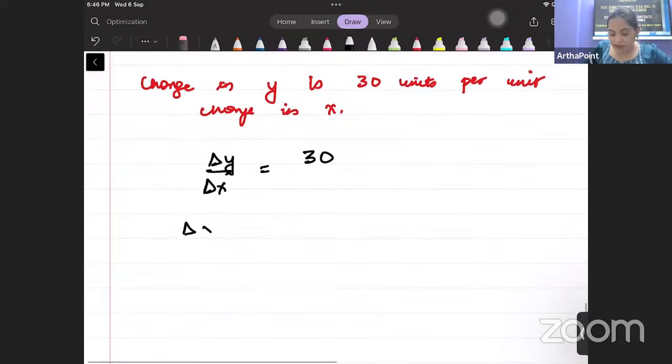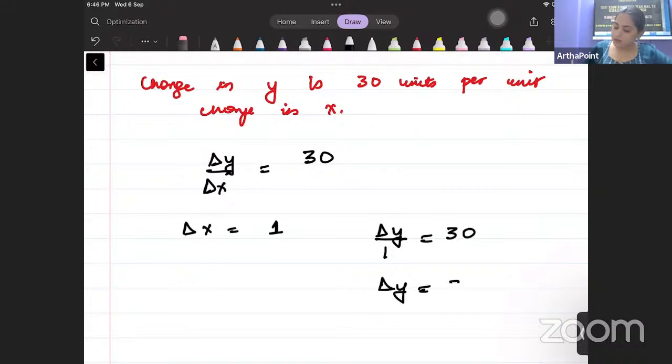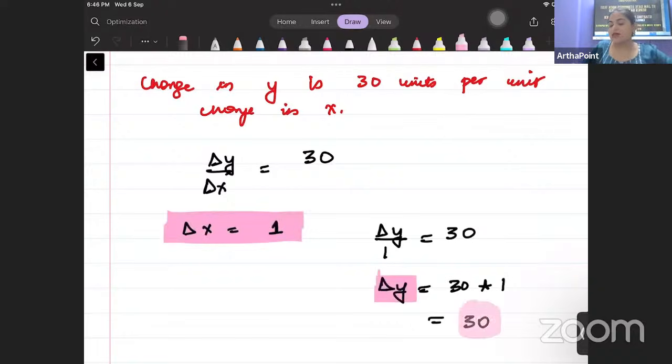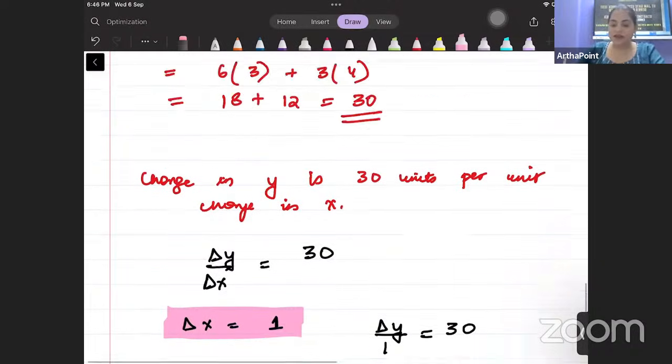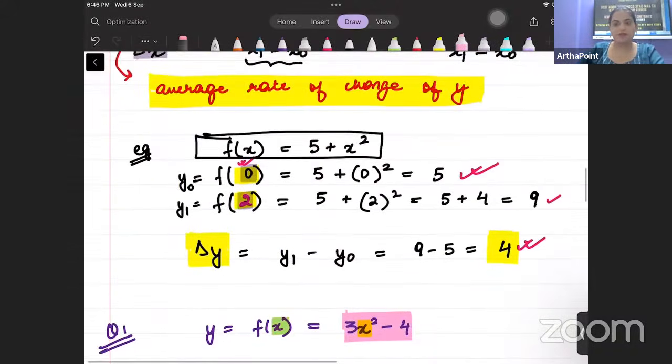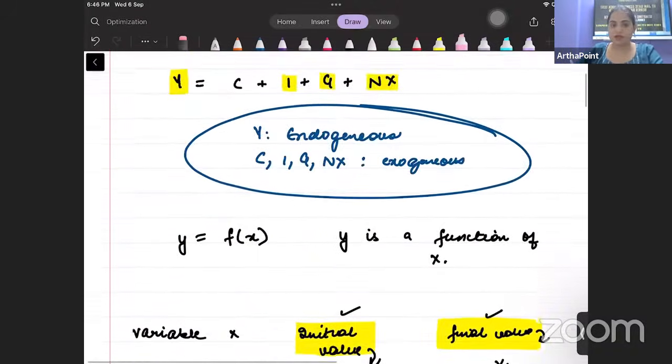So beta, when I put change in x as 1, what will I get? 30 into 1, that means 30. So whenever x changes by 1 unit, y will change by 30 units. Clear ho gaya ye? Are we clear with this definition? है ना? We have understood what this means.